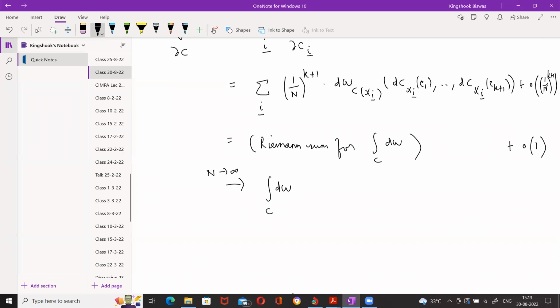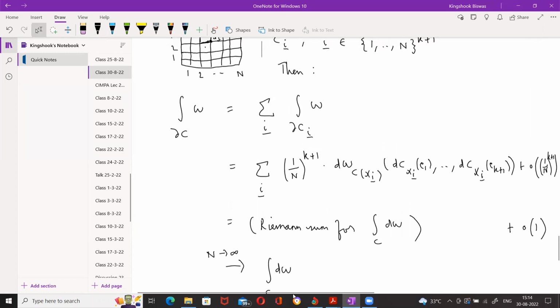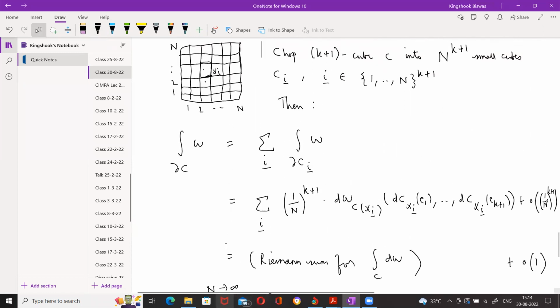This is analogous to the proof of the fundamental theorem of calculus. You break up the big interval into tiny intervals and you add up the changes in f. Here, you break up the big cube into tiny cubes, and you write the integral over the boundary of the big cube as a sum of integrals over boundaries of small cubes. Integrals over boundaries of small cubes give you basically values of d omega times a small factor. This turns into a Riemann sum, the error term goes to 0, and that's it.